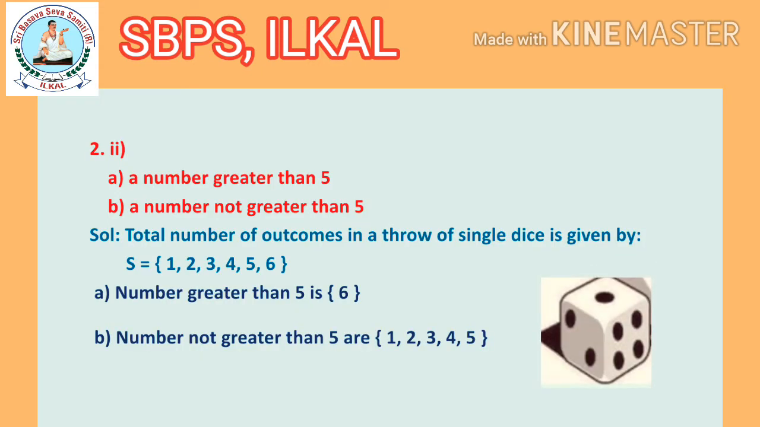Second one, a number greater than 5 and a number not greater than 5. You have to list, children, now. Solution. Total number of outcomes in a throw of single dice is given by S is equal to 1, 2, 3, 4, 5, 6. Then A solution. Number greater than 5 is 6. B solution. Number not greater than 5 are. Numbers which are not greater than 5 are 1, 2, 3, 4 and 5.